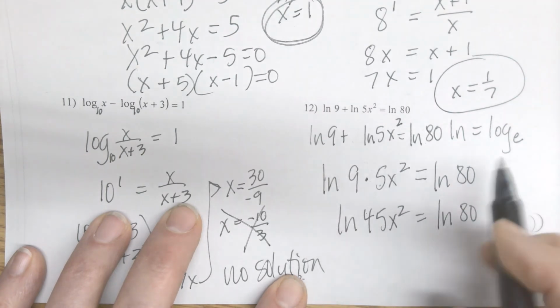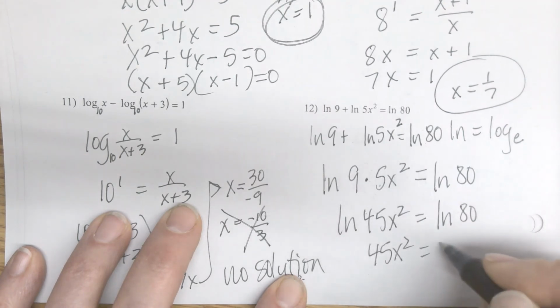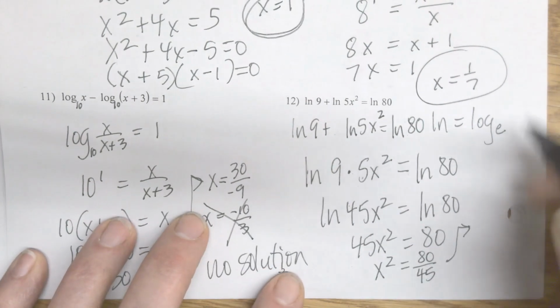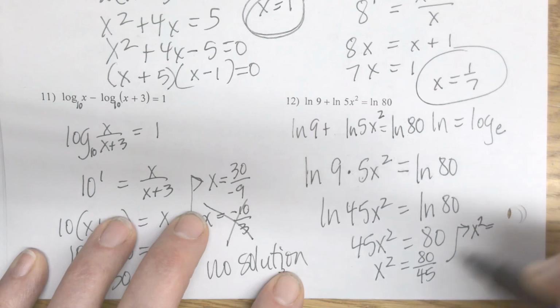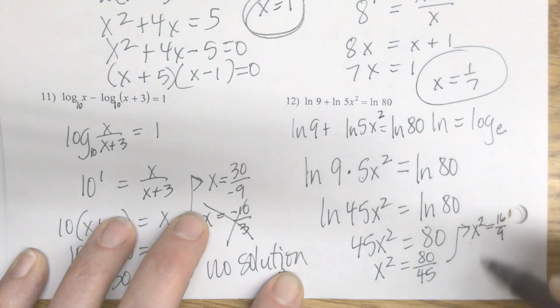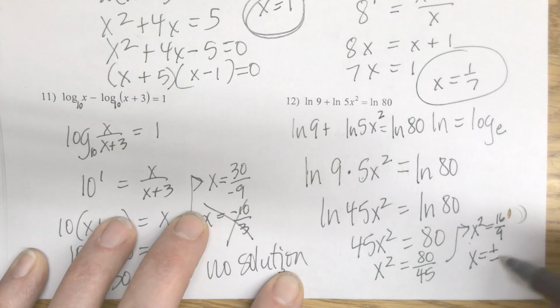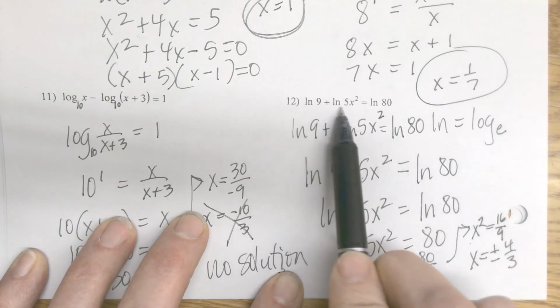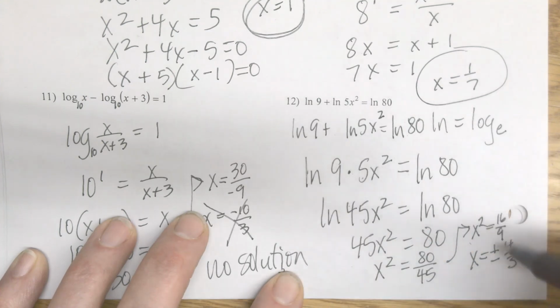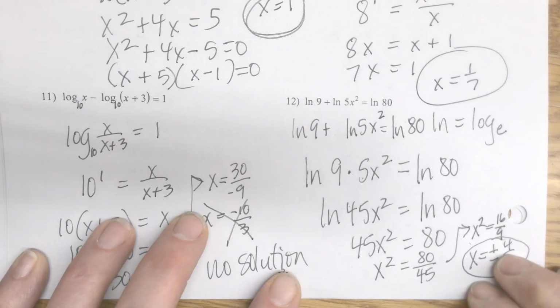I'm down to just the log, so 45x squared equals 80. x squared would end up equaling 80 45ths. So when I simplify that, I can divide by 5, so I will have 16 ninths, looks like. And so when I take the square root of both sides, x is plus or minus 4/3. Again, I have to go back up here. Is plus or minus 4/3 going to cause a problem? Nope, because I'm going to end up squaring it. So my final answer is plus or minus 4/3.